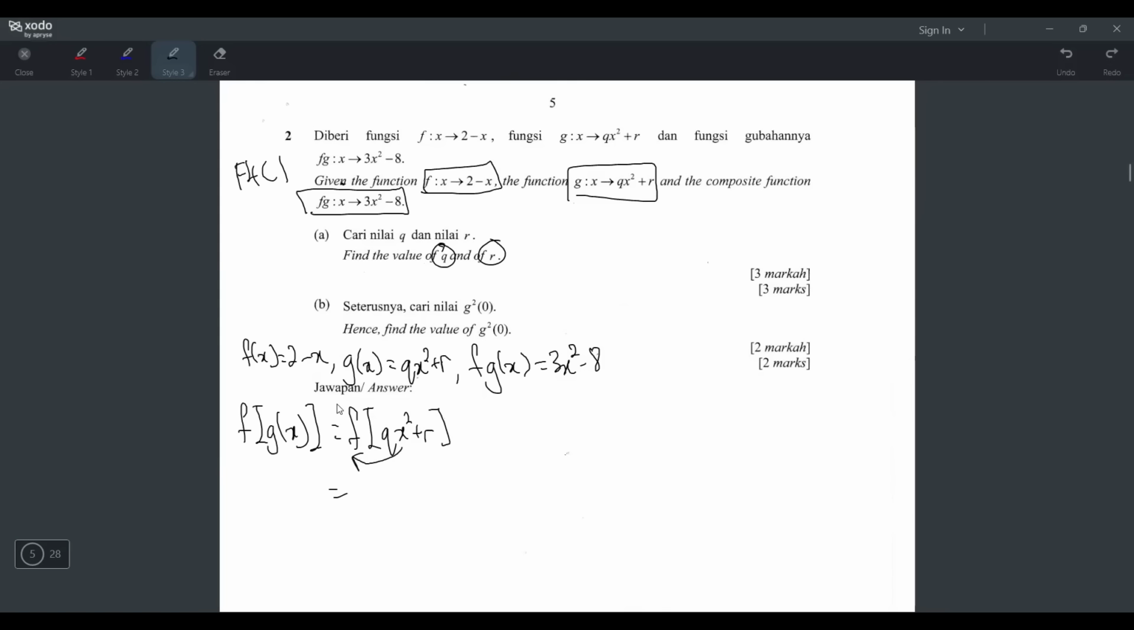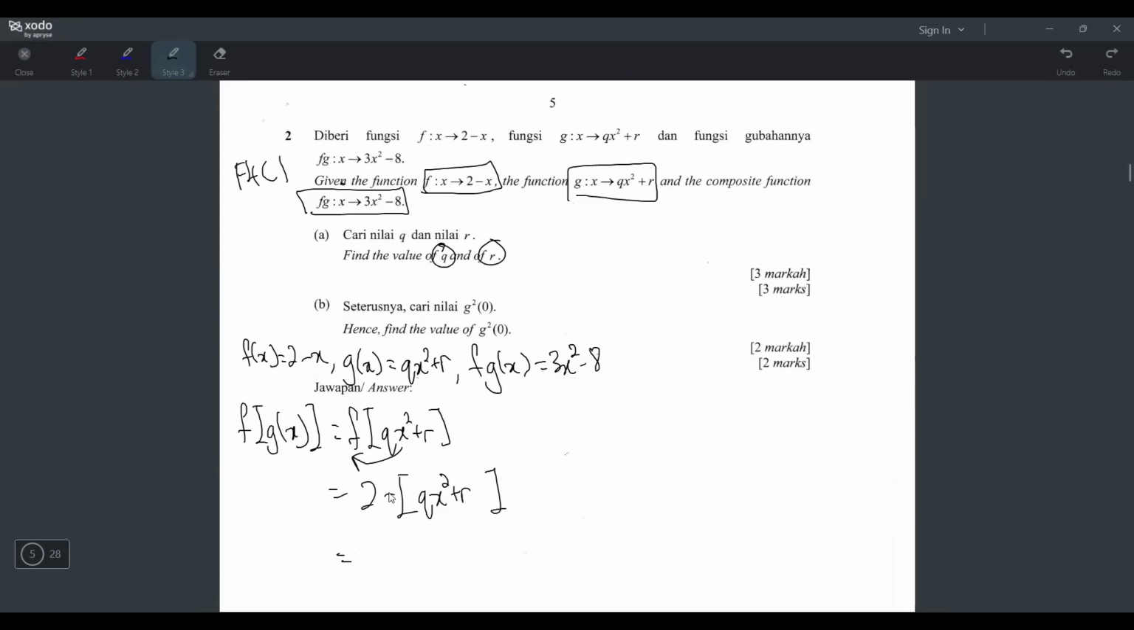So the outside function is f and you have f(x) is 2 minus x. That means you have to ganti this whole thing inside the f(x) punya x, which is 2 minus x like that. And then the x just ganti with qx squared plus r. And make sure the bracket have to write lah. If you don't open the bracket, then wrong already.